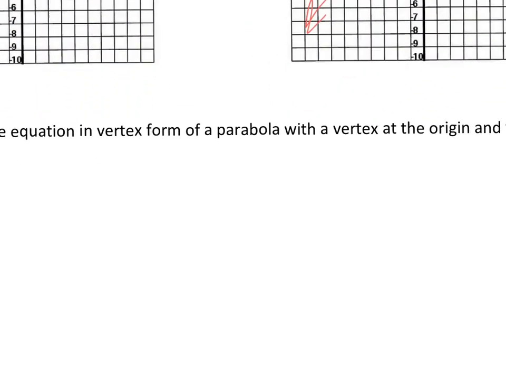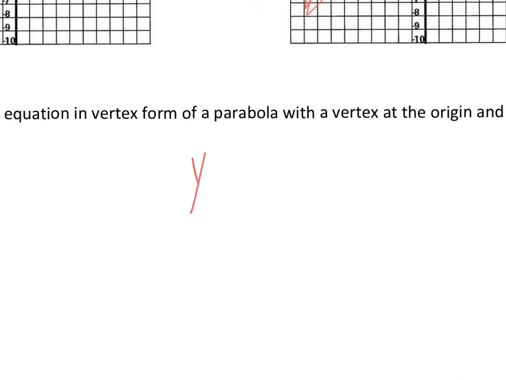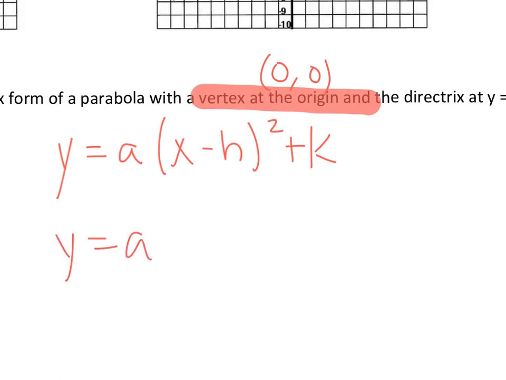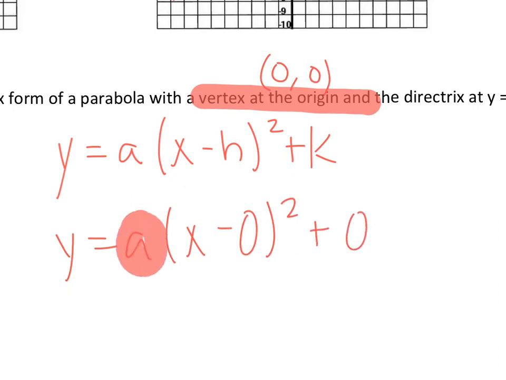First we're going to start off with the equation in vertex form, which is y equals a(x minus h) squared plus k. Now it tells us that the vertex is at the origin, which means that the vertex is at 0, 0, which means that our h and our k are 0. So we have y equals a(x minus 0) squared plus 0. So actually, the only thing that we need to find is our a value.